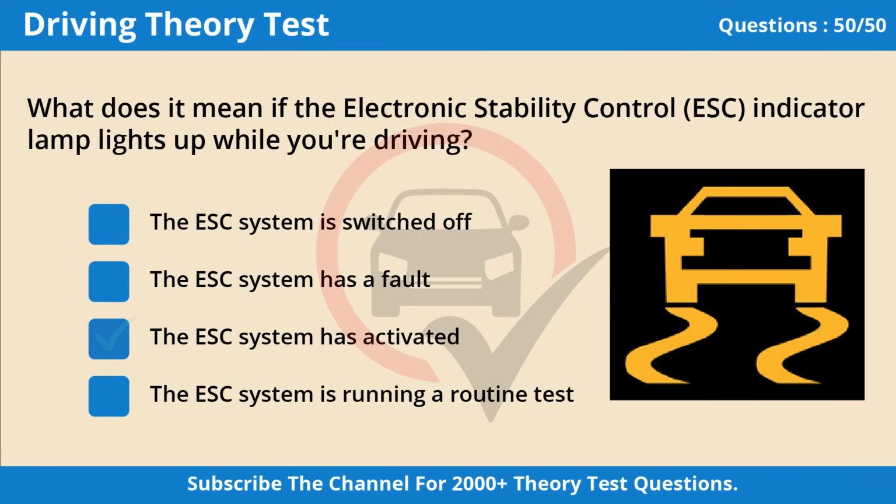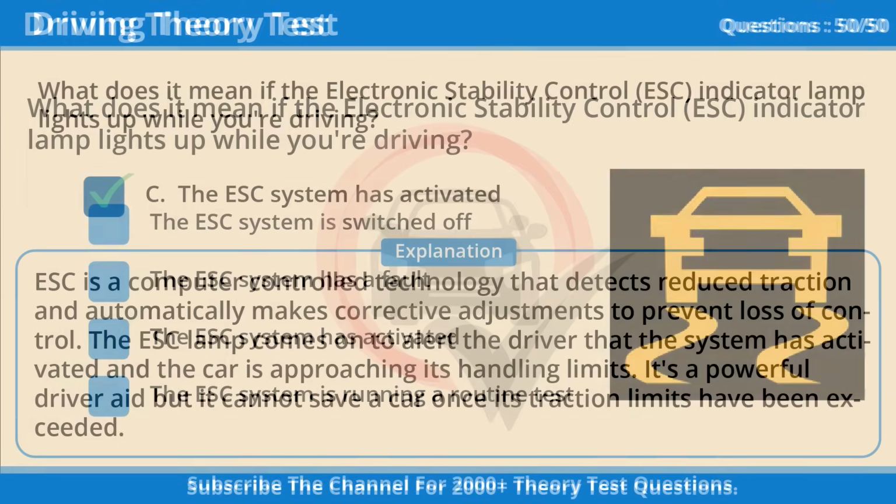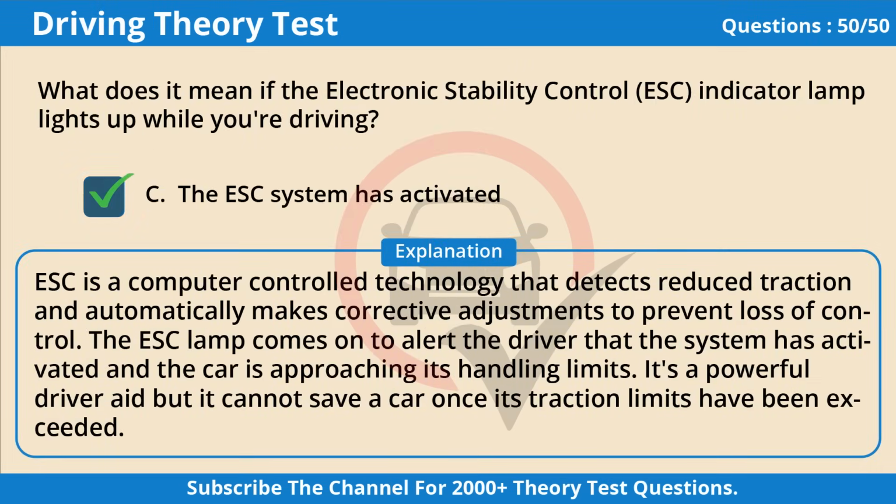C. The ESC system has activated. ESC is a computer-controlled technology that detects reduced traction and automatically makes corrective adjustments to prevent loss of control. The ESC lamp comes on to alert the driver that the system has activated and the car is approaching its handling limits. It's a powerful driver aid, but it cannot save a car once its traction limits have been exceeded.